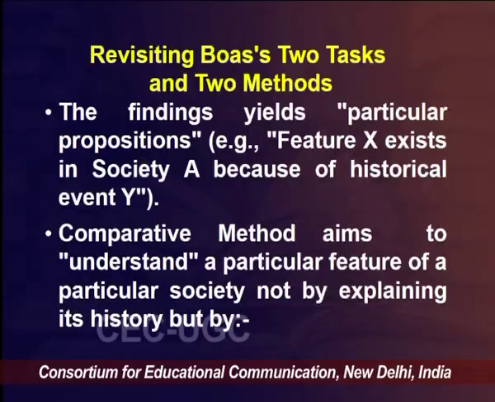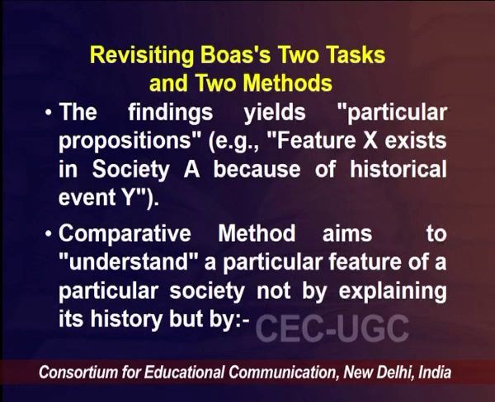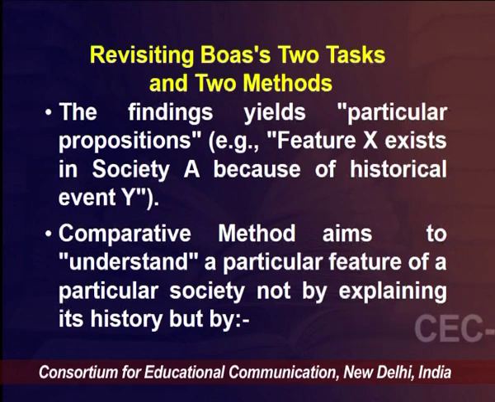He goes back towards the end of the chapter, he revisits Franz Boas, and he helps us to repeat the fact that Franz Boas said that there are two tasks or methods of anthropology. The first was the historical method, aimed to explain a particular feature in a particular society as a result of a particular sequence of events. The finding yields a particular proposition. Example, feature X exists in society A because of historical event Y.